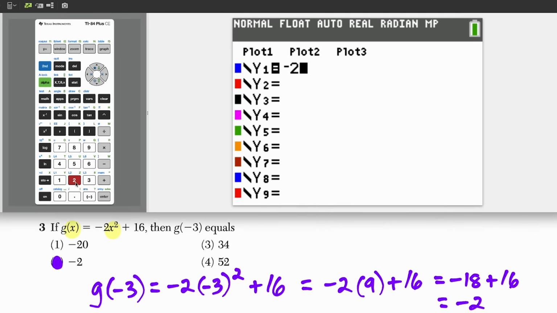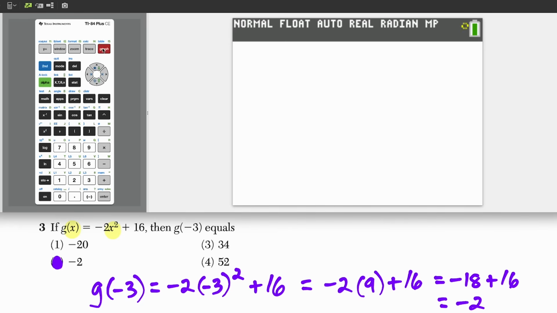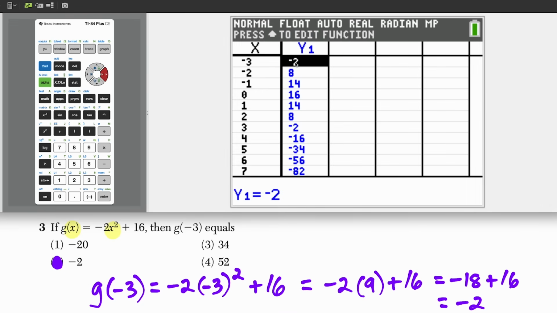So we have negative 2 times x squared and then plus 16 at the end. And for this, I could press second graph and go to the table and look at what's going on when x is equal to negative 3. The y value there is equal to negative 2, which matches choice 2.